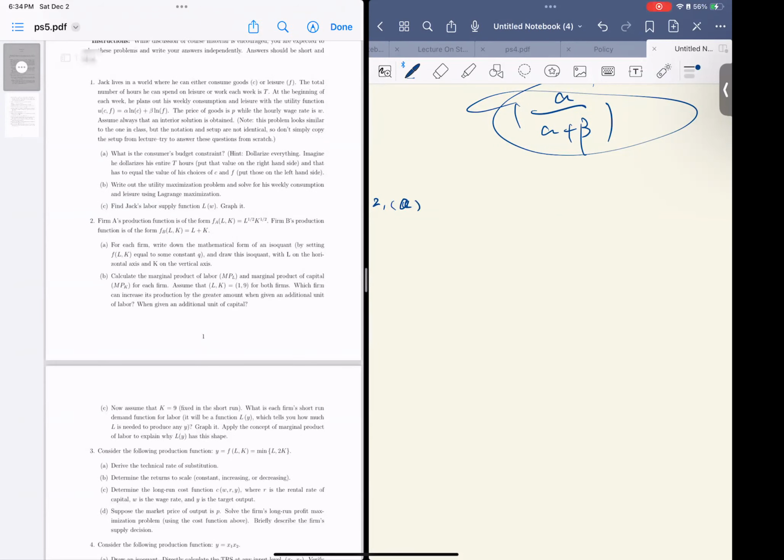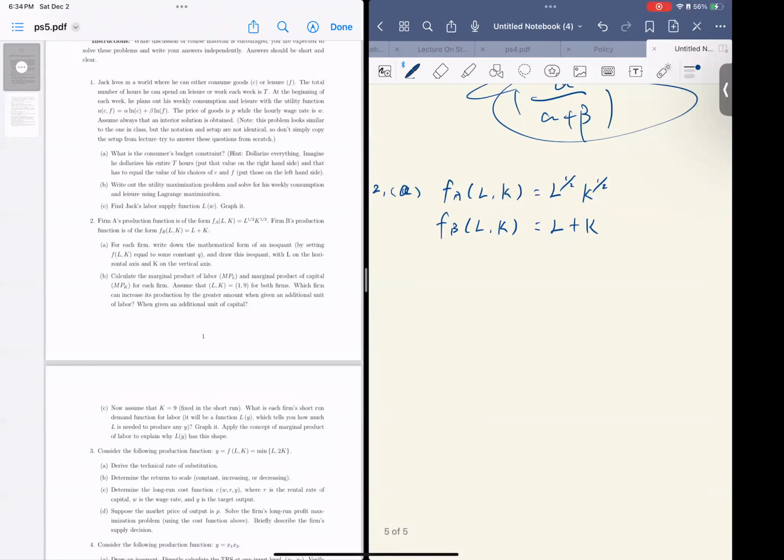So for A, I think this question is pretty easy. This is probably the less complicated, less twisted one. Okay. So for each firm, write down the mathematical form of an isoquant, and draw this isoquant with L on the horizontal axis and K on the vertical.